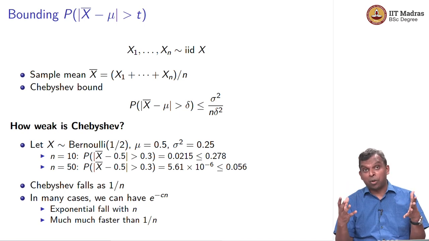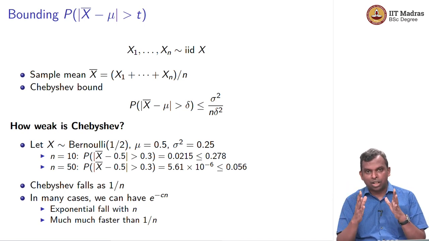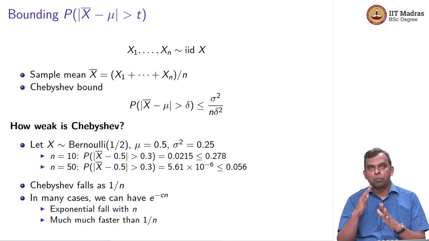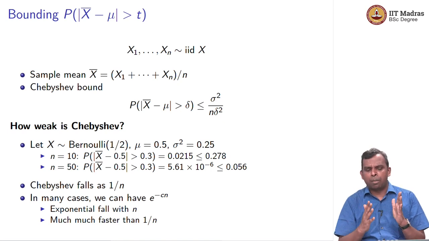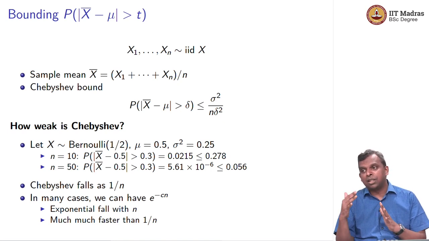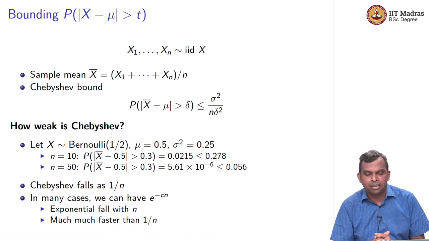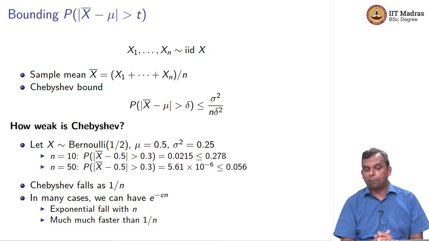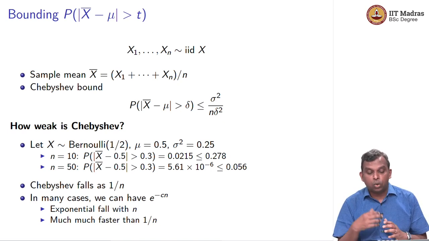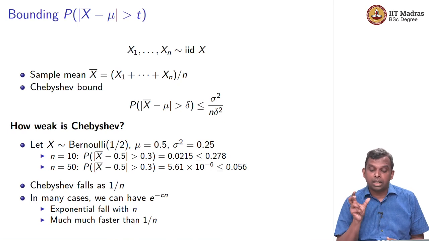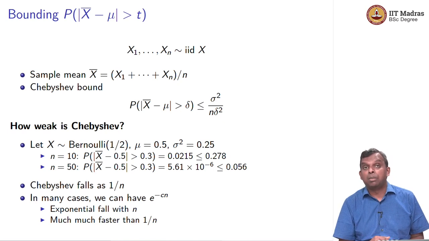And you may remember from your maths 1 lectures, when you look at the function 1 by x and e power minus x, we've done some comparisons long back, and how 1 by n is really slow and e power minus cn will suddenly sharply drop, and then 1 by n can never keep up with that, okay. So exponential fall with n is much, much faster, and it looks like if we do a bit more work, we can improve on the Chebyshev bound, right? So we should be able to get better bounds, some exponential bounds maybe are possible, at least for the binomial case, it looks very much possible.